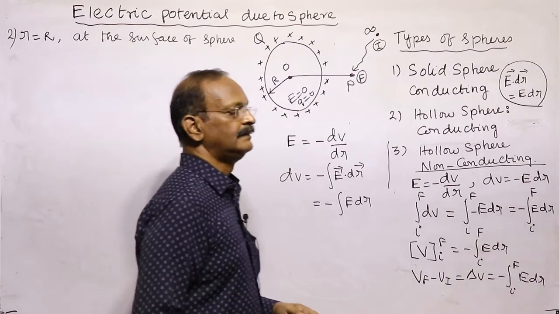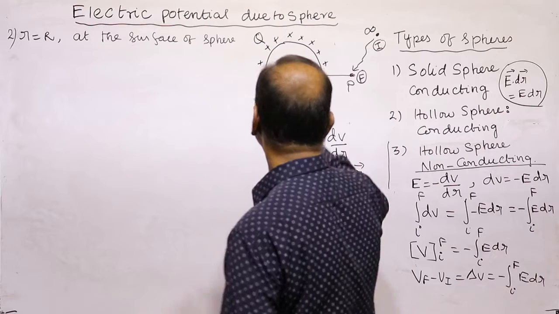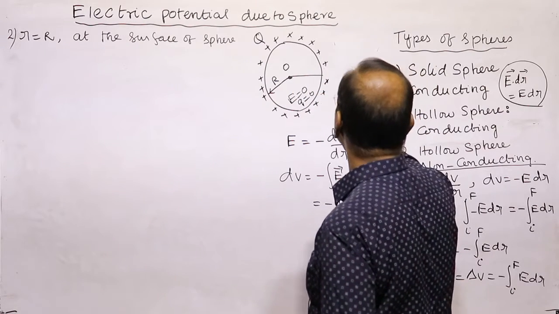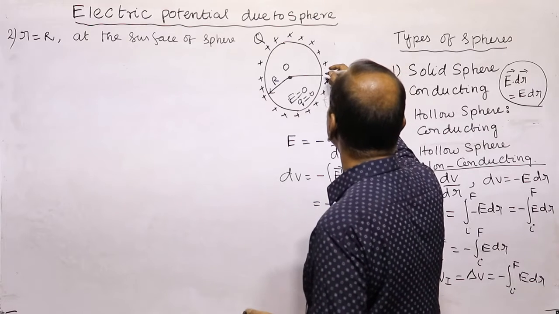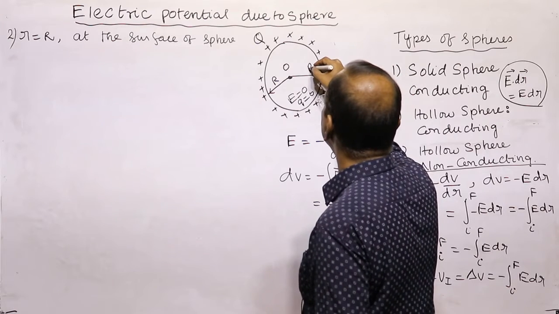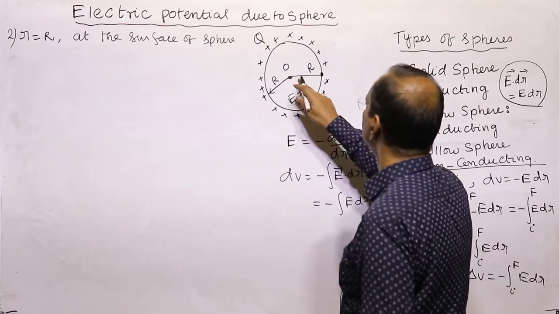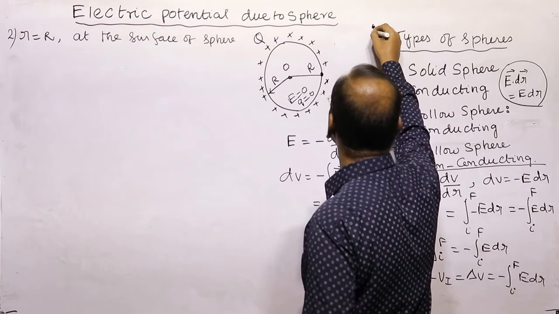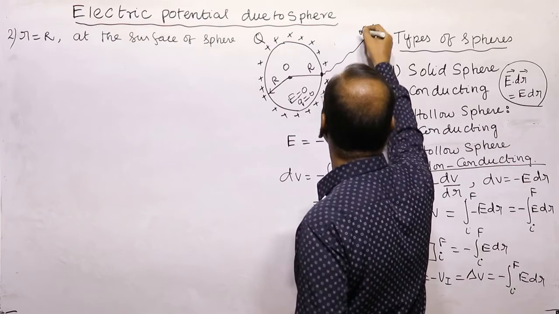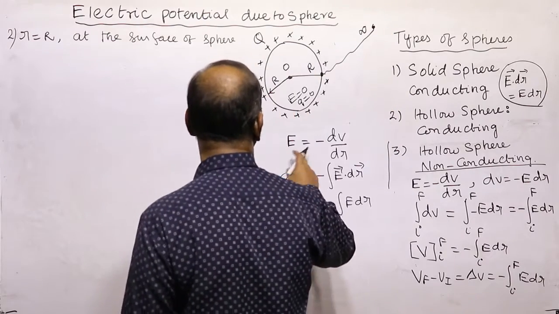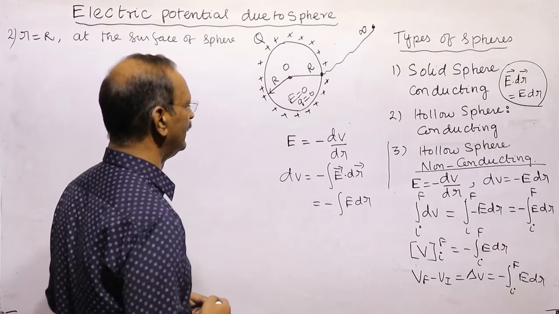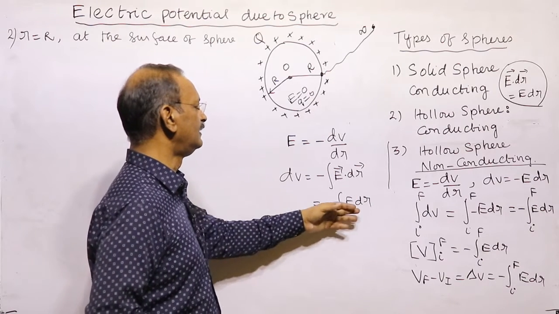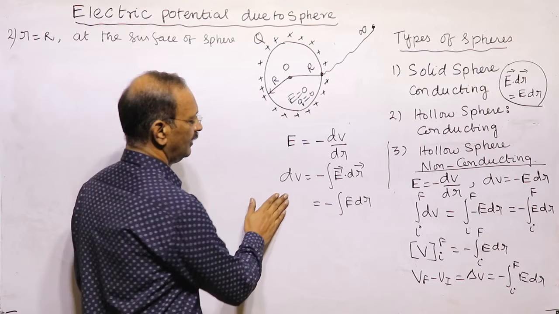Now let us see the second case. For the second case, we want to find the potential at the surface of the sphere whose radius is r, and we are bringing a point charge from infinity up to this point. As we know, E is equal to the negative of the potential gradient, and dV is equal to minus E dot dr, which is equal to E into dr. Already we have derived it.